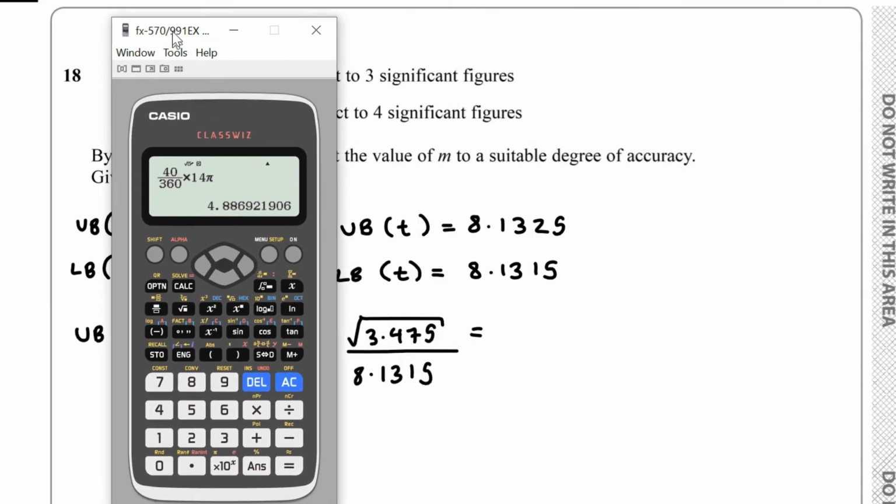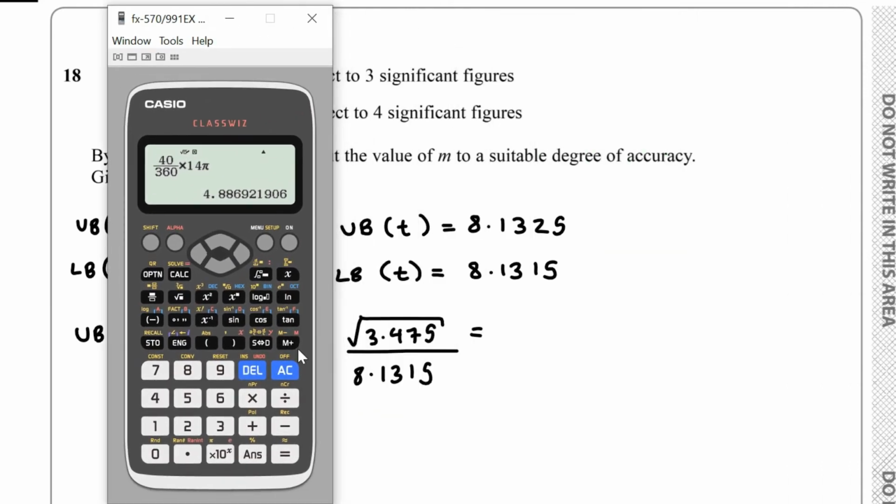Let's work this out. And I think at this point it will be a good idea to display all the figures your calculator shows. So here we've got the square root of 3.475 divided by 8.1315, which is 0.2292486.